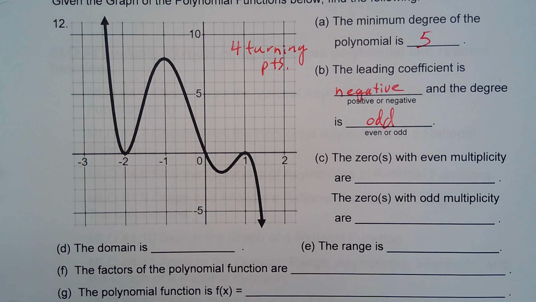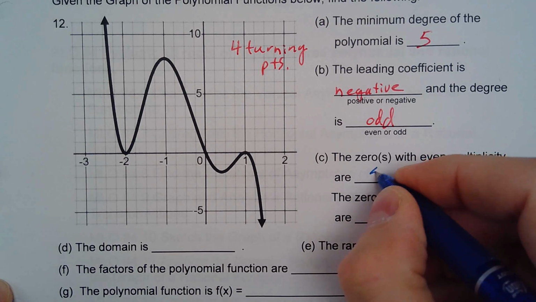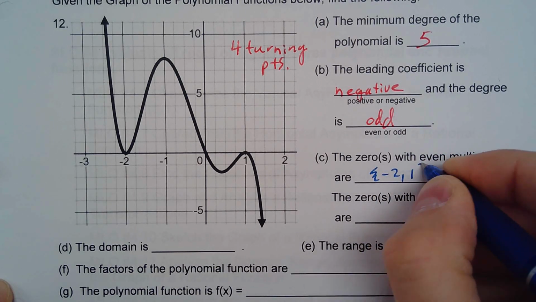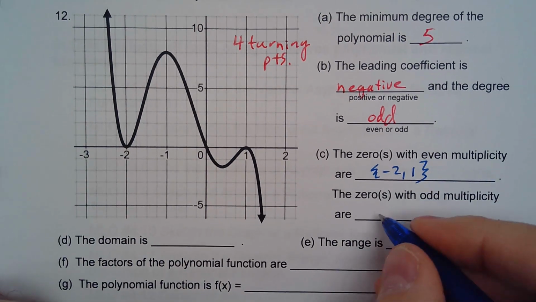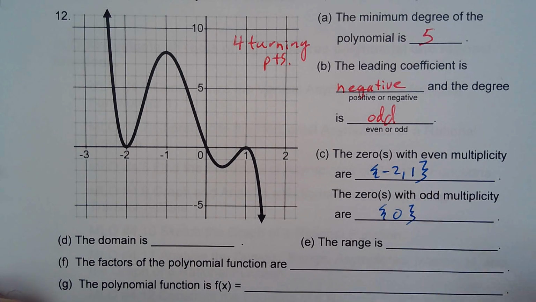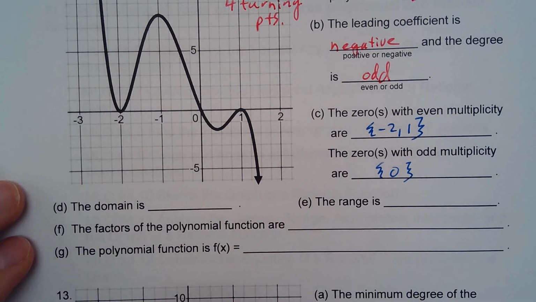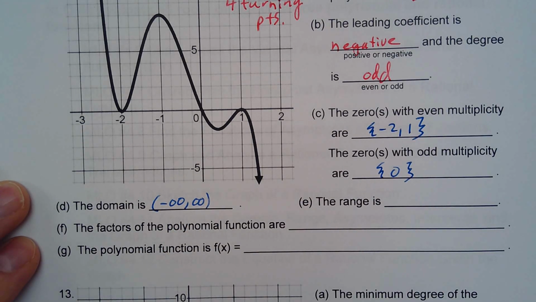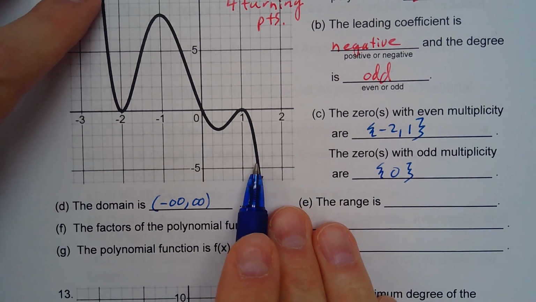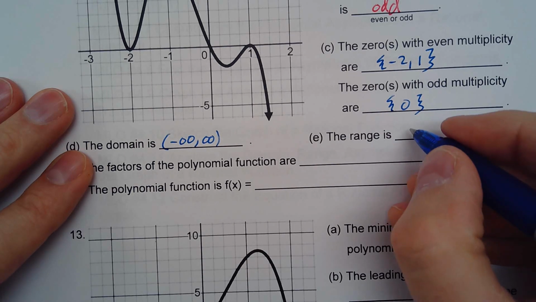Okay, so let's look for the zeros with even multiplicity. Looks like I have 2 of them. One at -2 and one at 1. One with odd multiplicity where it crosses is going to be at 0. Domain of a polynomial function, that's automatically all real numbers. Likewise, the range, this extends on forever this way, and this extends on forever that way, so my range is also going to be all real numbers.